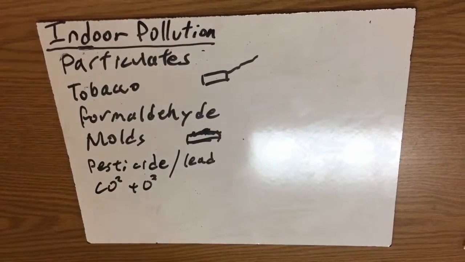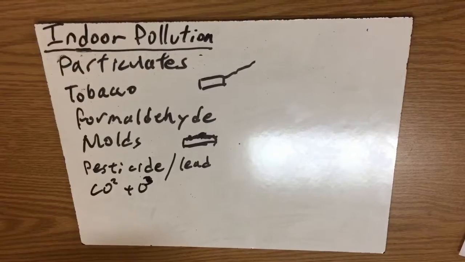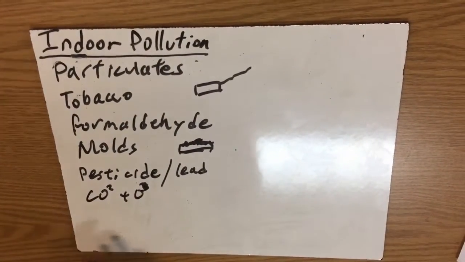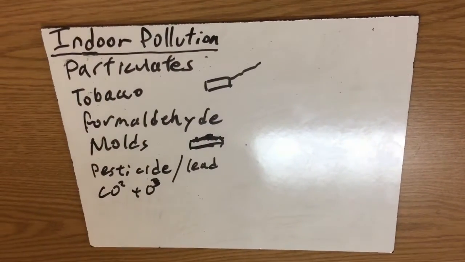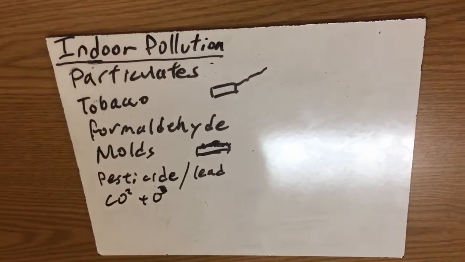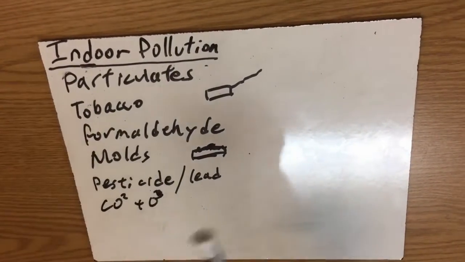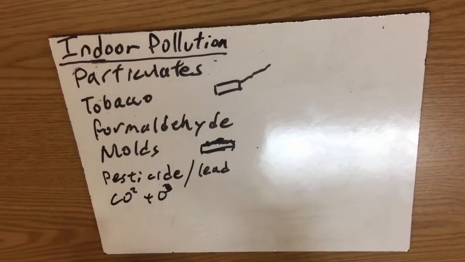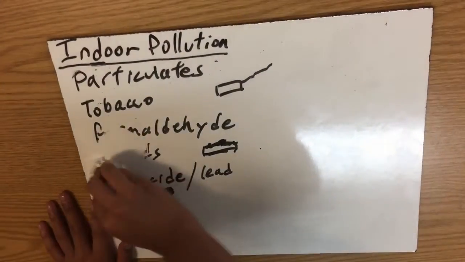Carbon dioxide and ozone usually come in through windows and from the air. Carbon dioxide is not as harmful, but in large amounts it can be, and very sensitive people can react to it. Ozone is very reactive, so it can react with other stuff such as formaldehyde, tobacco, and particulates, leading to more dangerous chemicals. Now I will cover some solutions.